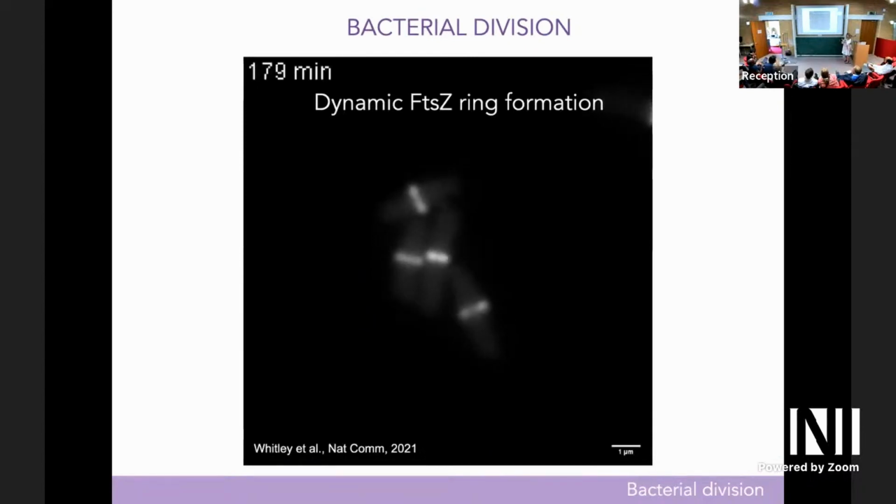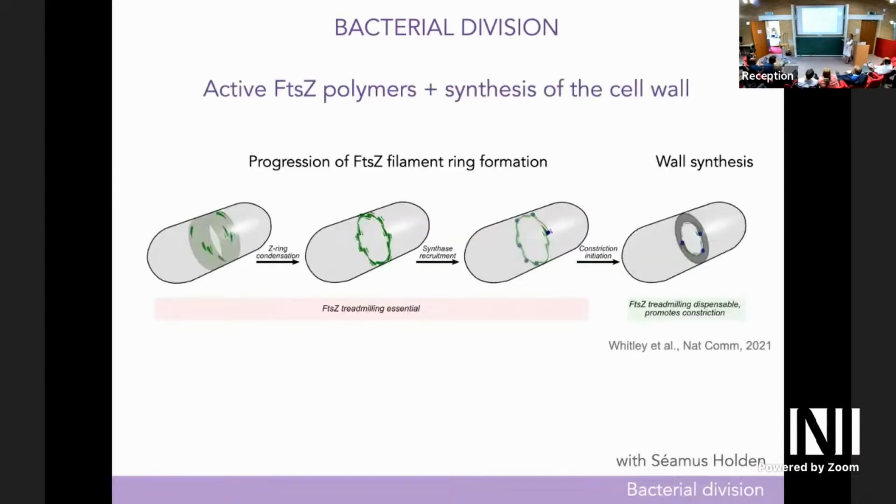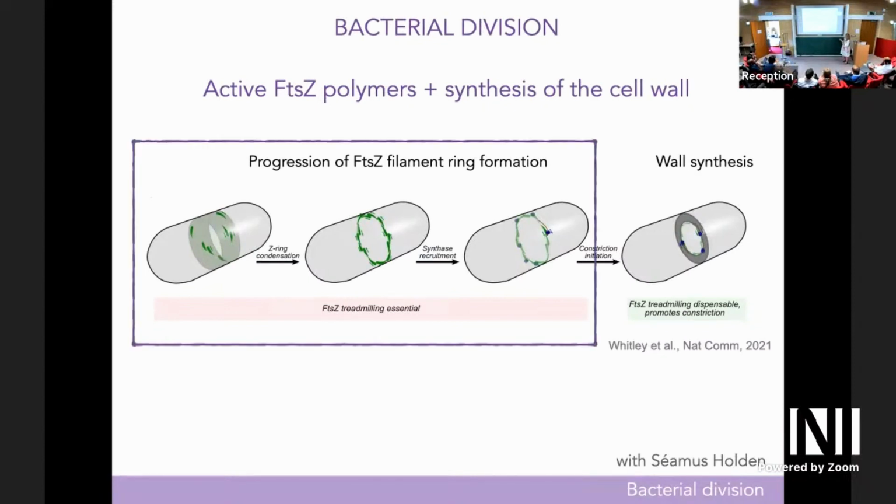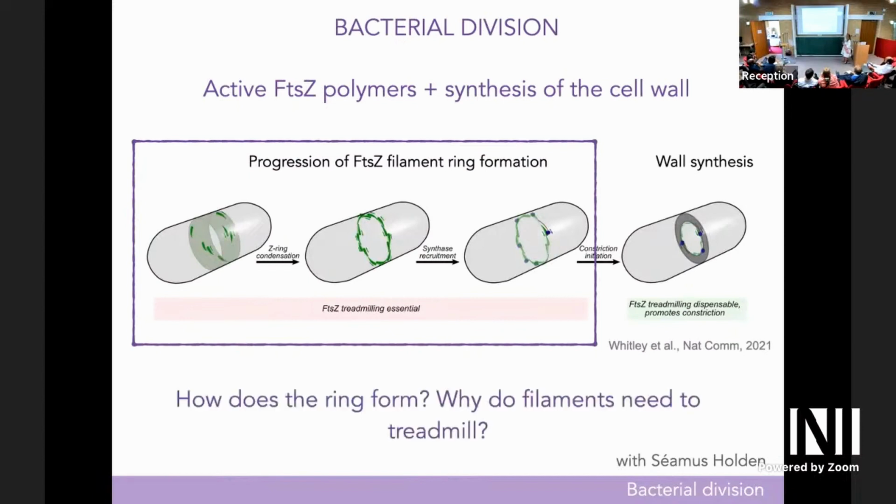And this condensation of the ring, so this FtsZ condensation in the middle, is necessary for the division. So I'll show you here from this experiment. We have FtsZ proteins everywhere along the cell, but at some point they form a ring in the middle. We know that we recruit synthetic machinery for building this wall that's going to split the cell. But we know that the treadmilling, growing and shrinking, is necessary for the initiation of constriction. And today I'll speak about just the formation of the ring, not about the whole division, because we really don't know much about that. Okay, so the question is, how does this ring form and why is it important that it treadmills?